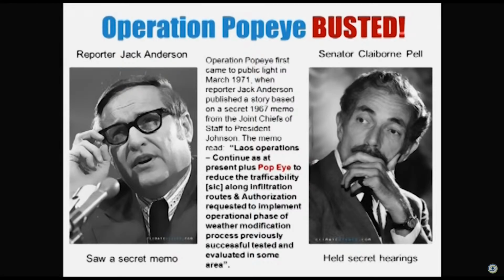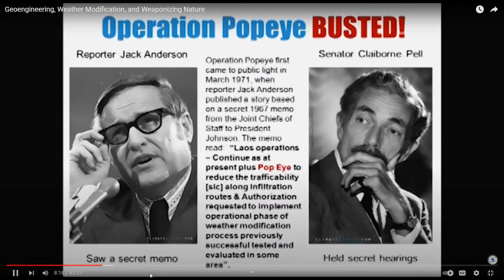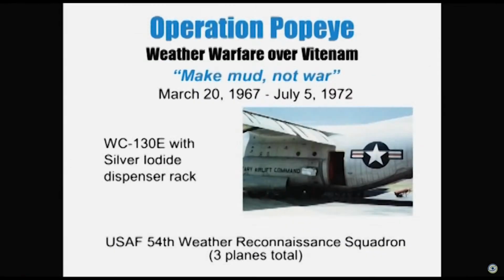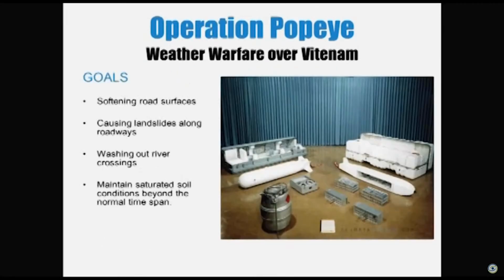Johnson's desk that said, continue Operation Popeye plus weather modification over Laos. If he hadn't seen that note, we would not know about any of it. The squadron used 3 planes to modify the weather over Vietnam for 5 years. Here's a picture of the U.S. Navy's China Lake cold cloud modification system. That's a weather modification bomb. And over there on the side, you can see the goals of Operation Popeye, aka Operation Motor Pool.